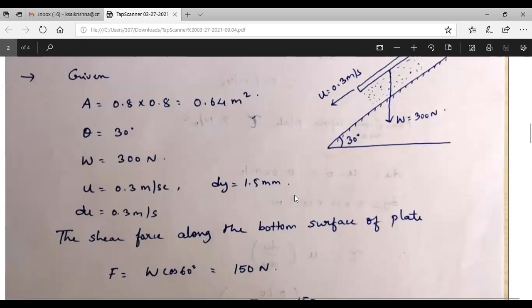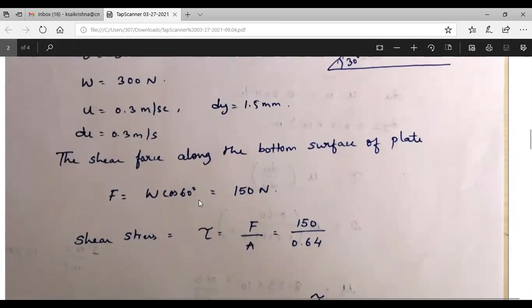Cos 60 is 1 by 2. Write down here, 300 into 1 by 2, that is equal to 150 Newton. F equal to W cos 60. The W value is given as 300. Cos 60 is 1 by 2. So 300 into 1 by 2 is 150 Newton.